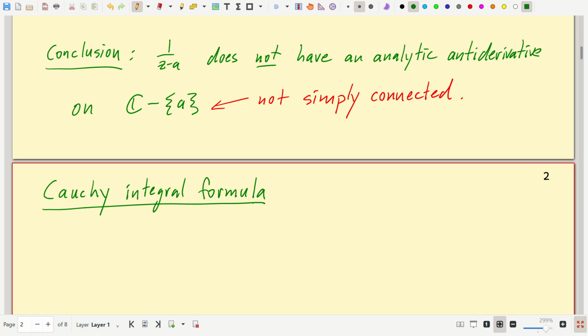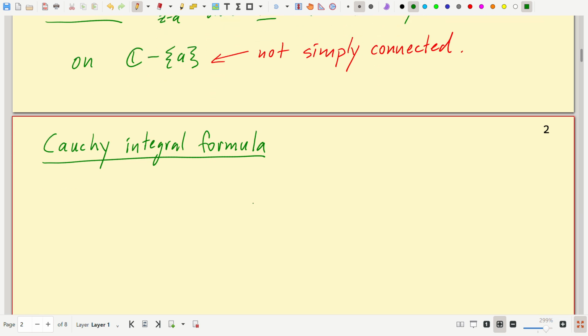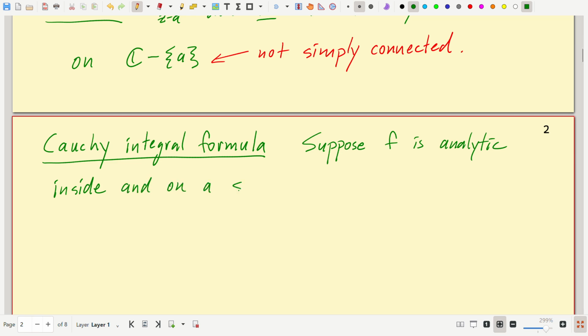We'll get a lot of mileage out of the Cauchy integral formula when we do it on a disk, but it holds in more generality. Let's suppose f is analytic inside and on, remember what that means from last time, inside and on a simple closed curve gamma.